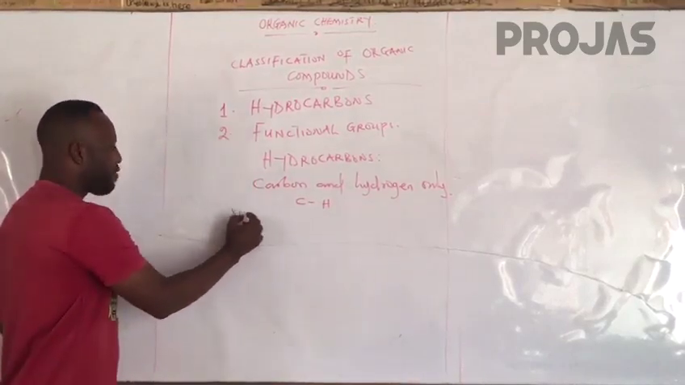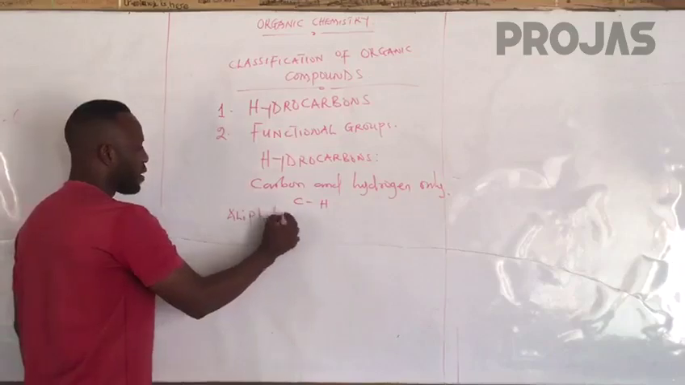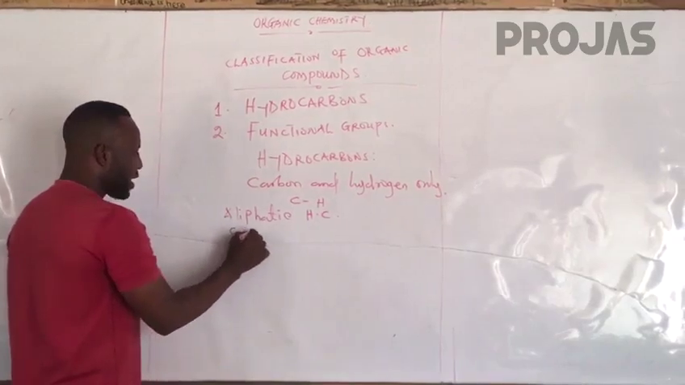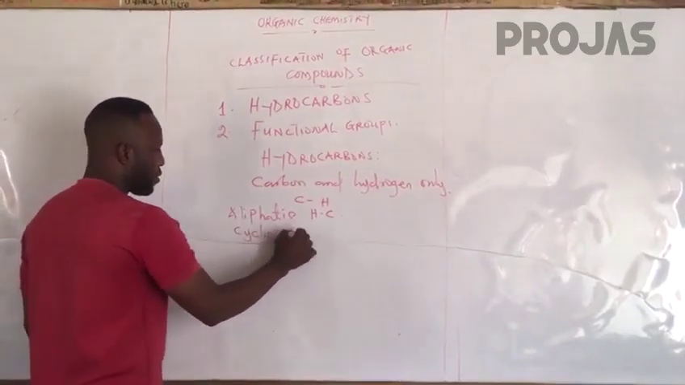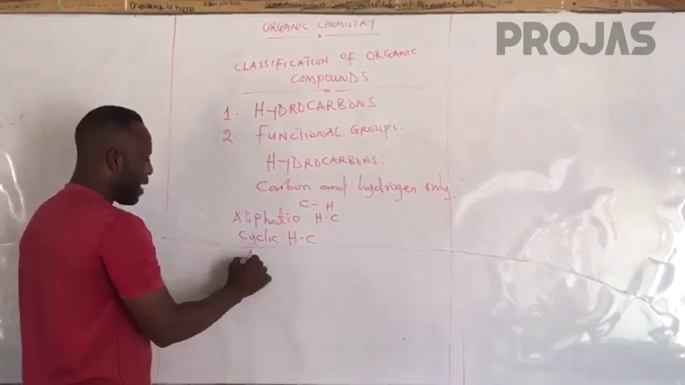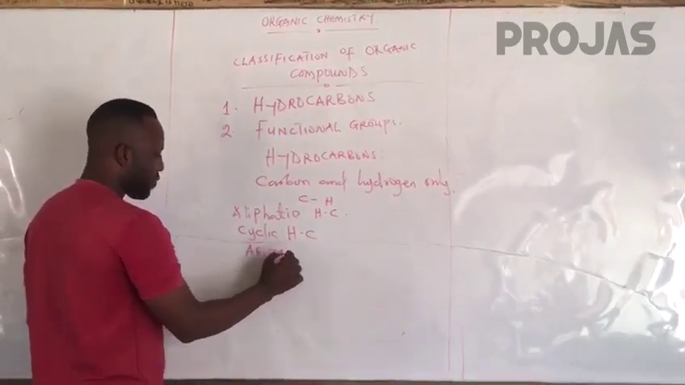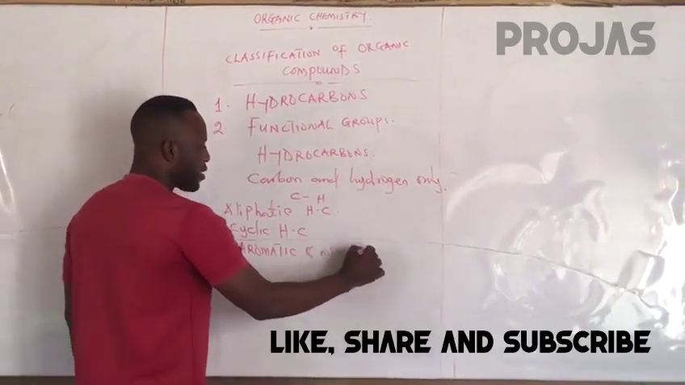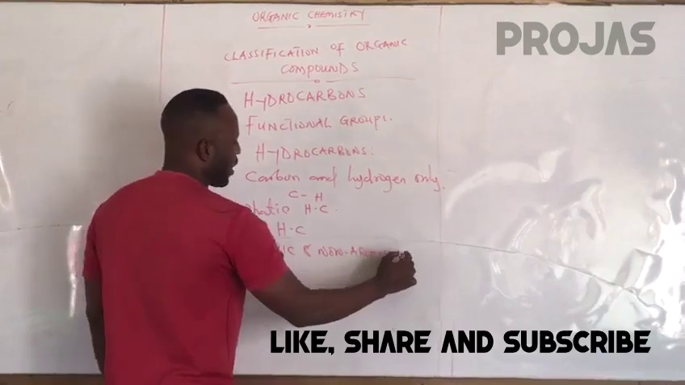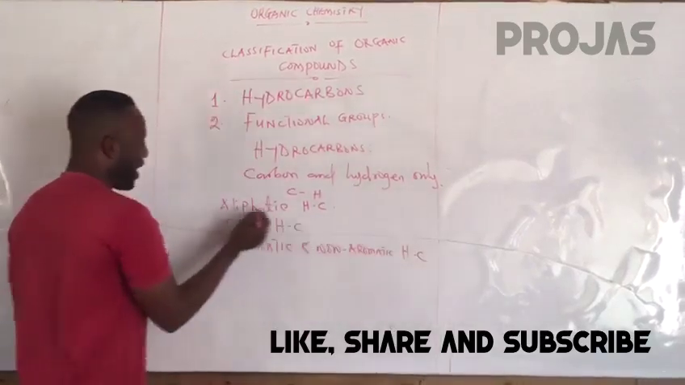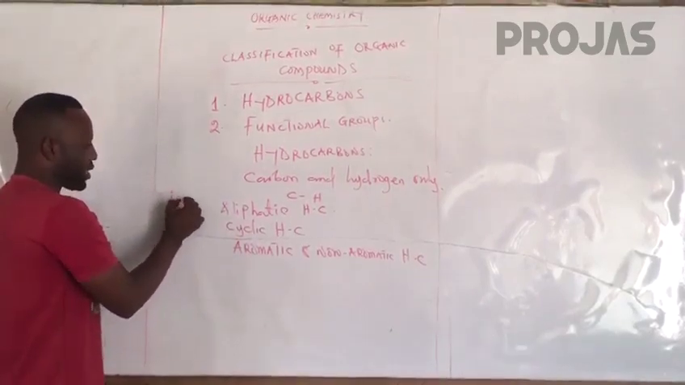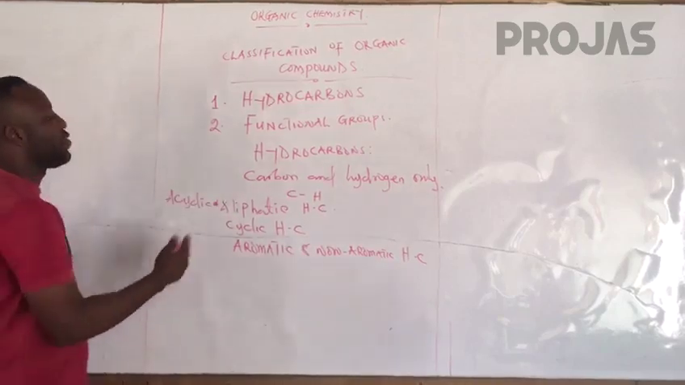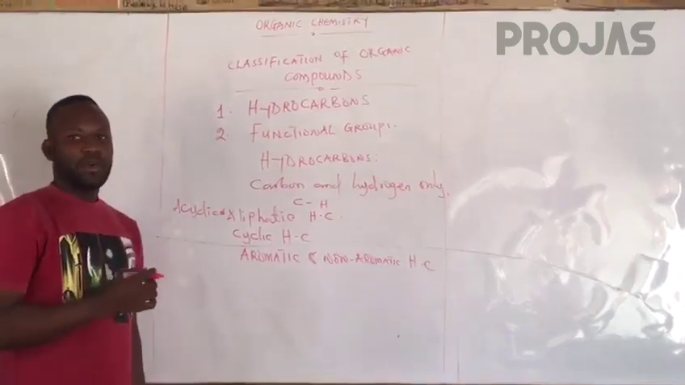The first one, aliphatic hydrocarbon, cyclic hydrocarbon, and aromatic and non-aromatic hydrocarbons. This aliphatic hydrocarbon can also be known as acyclic hydrocarbons. Acyclic hydrocarbons, or you call it aliphatic hydrocarbon.